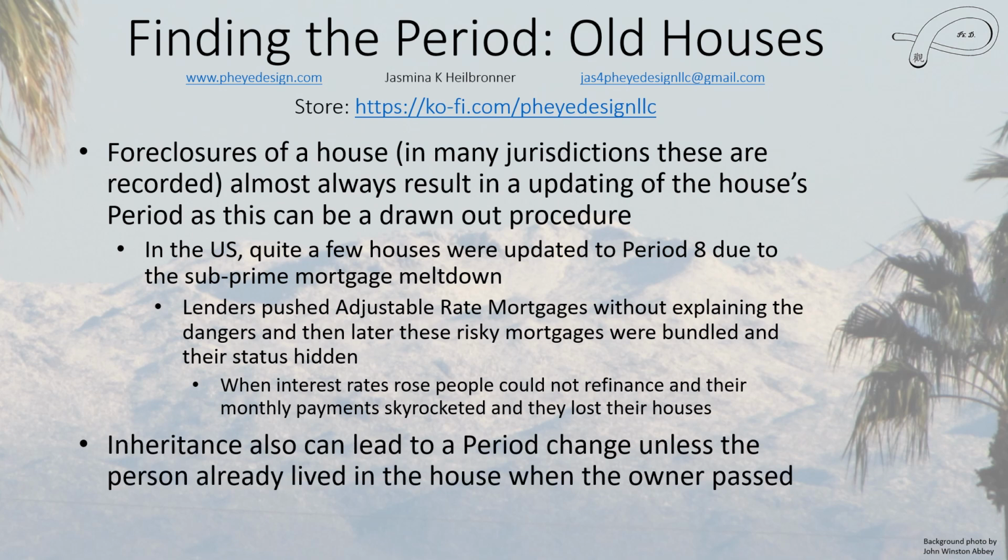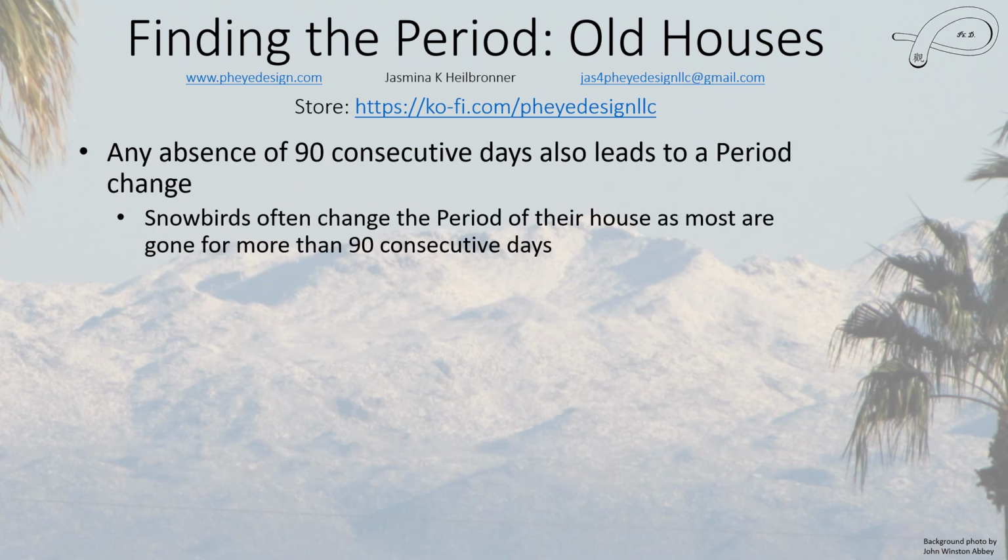Now, inheritance can also lead to a period change unless the person was already living in that house when the owner had passed away. Because sometimes it's a kid who comes to take care of their parents. And so this can be if it's a different circumstance. Now, any absence of 90 consecutive days also leads to a period change.